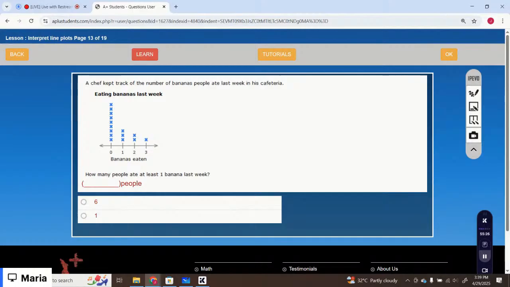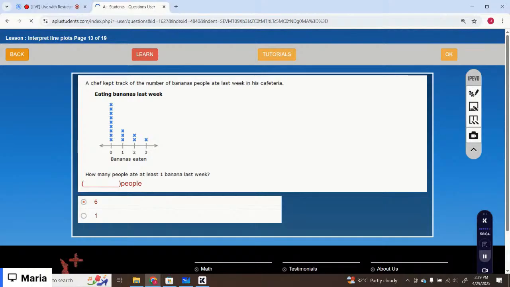A chef kept track of the number of bananas people ate last week in his cafeteria. How many people ate at least one banana last week? At least one banana, and at most it would be any. So one, two, three. Option number one is the correct option.